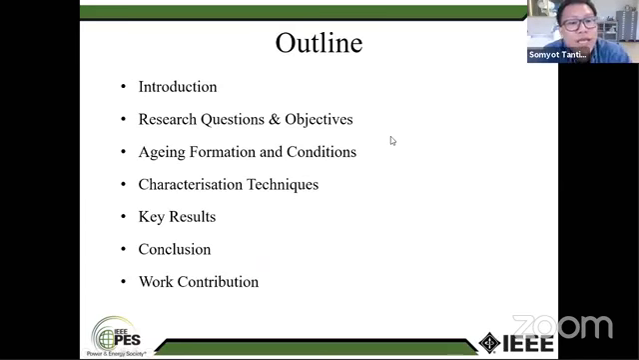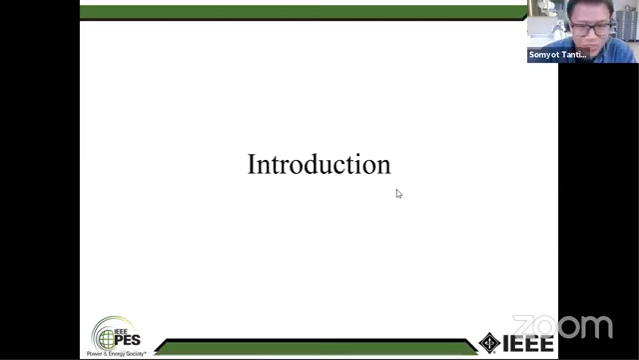So the outline for today: I will give you some background knowledge associated with my project. And then we will go to the research question and objectives, basic information and conditions, and the characterization techniques that I use to analyze the properties of the materials. And then I will show some key results, conclusion and work contributions. So excited today. This is my first time.